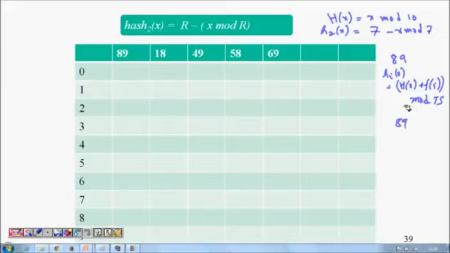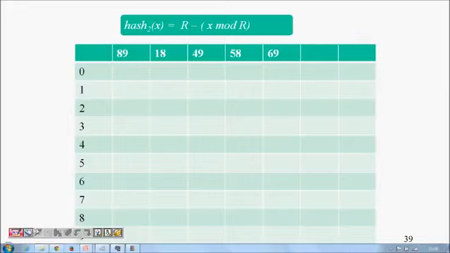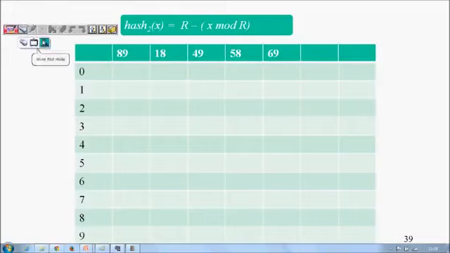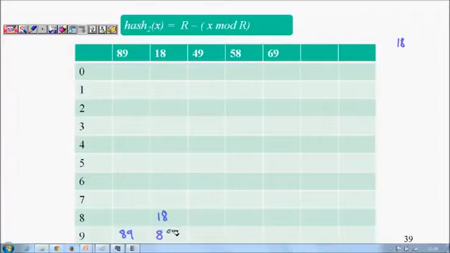So 89 modulo 10 is 9, so it will come to that place. Then we want to insert 18. 18 modulo 10 is 8, so we will insert 18 here. Now 18 and 89 are in the table, and there is no collision.